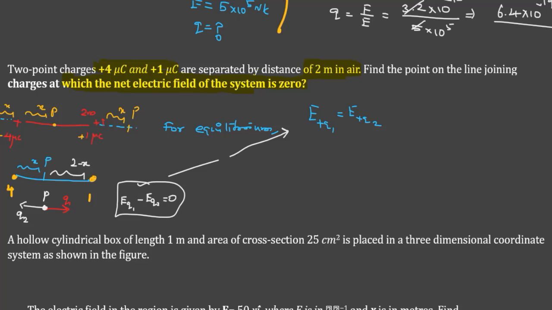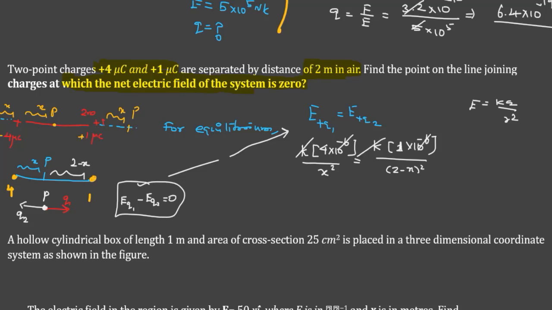So now we have to substitute E equal to, already we know, kq by r square. So q is 4 into 10 power minus 6. No need to substitute the k value, directly we can go with k. So here it is k into 4 into 10 power minus 6 by distance x square, equal to k into 1 into 10 power minus 6, distance is 2 minus x whole square. K will cancel, 10 power minus 6 will cancel, then we have 4 by x square is equal to 1 by 2 minus x whole square. We have to do cross multiplication: 4 into 2 minus x whole square is equal to x square.